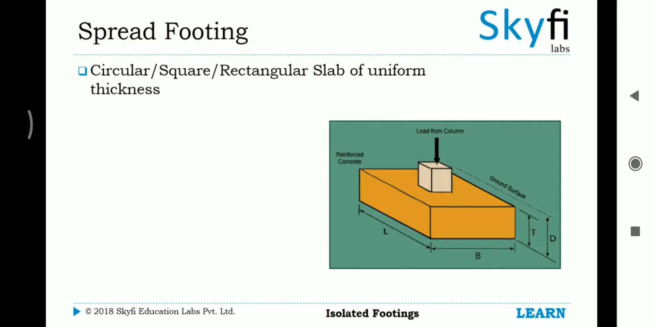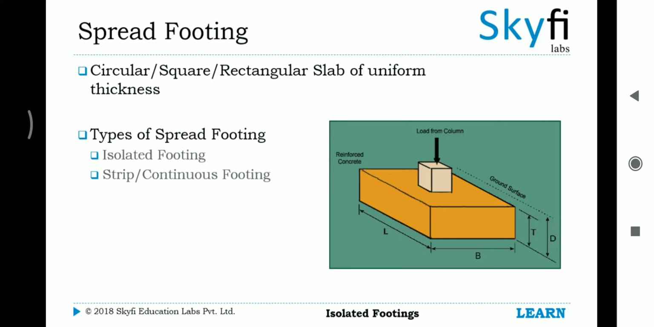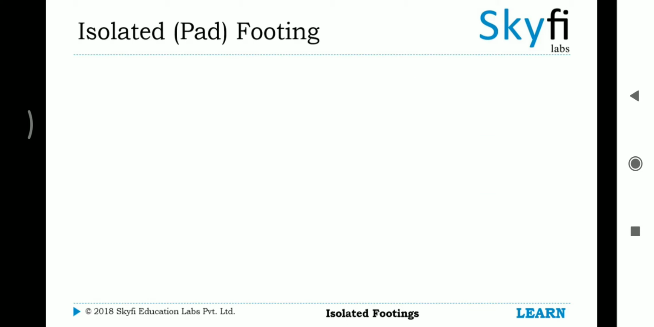Spread footing is a circular, square, or rectangular slab of uniform thickness that is constructed to support the columns. A spread footing foundation, which is common in residential buildings, has a wider bottom portion than the load-bearing columns it supports. This wider part spreads the weight of the structure over more area, for greater stability. There are primarily two types of spread footings: isolated footings and strip or continuous footings.